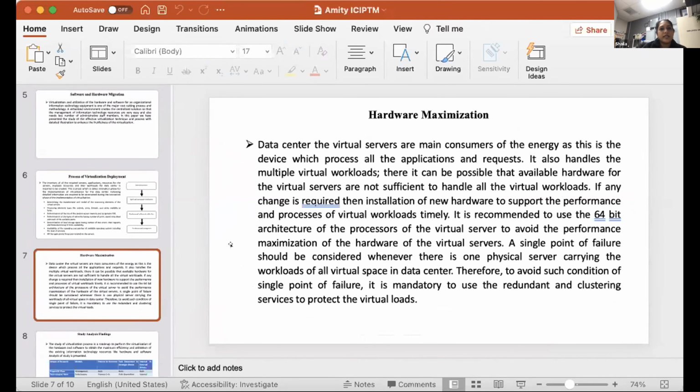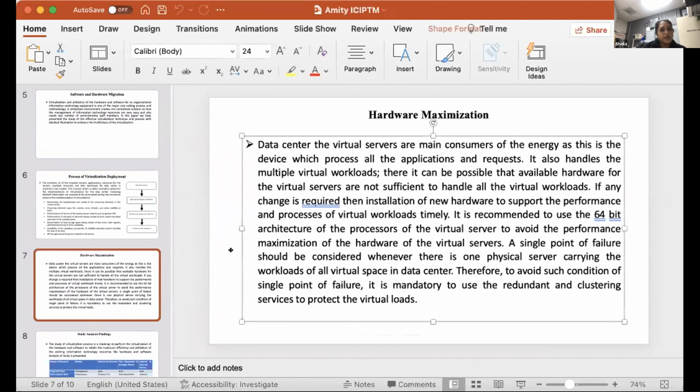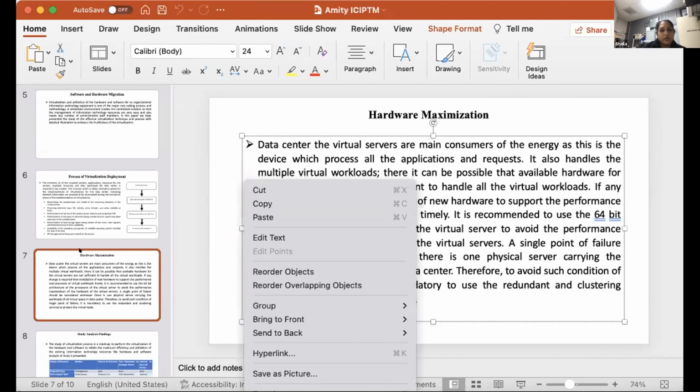So when coming to hardware maximization, virtualization means we are creating a virtual platform of something, which will include virtual computer hardware, virtual storage devices, and virtual computer networks as well. In hardware virtualization, software called a hypervisor is used. It also handles the multiple virtual workloads. There it can be possible that the available hardware and virtual services are not sufficient to handle the virtual loads. So the virtual server is to avoid performance degradation and maximize the hardware of the virtual servers.